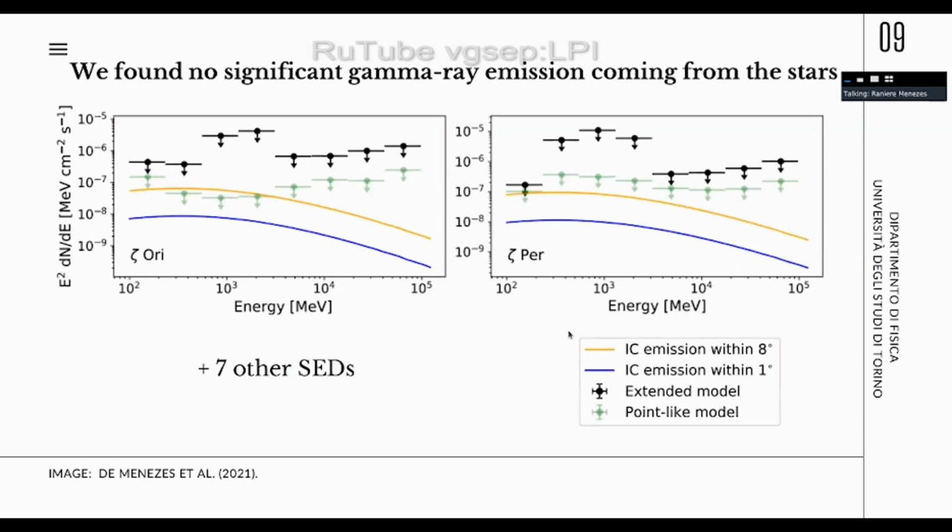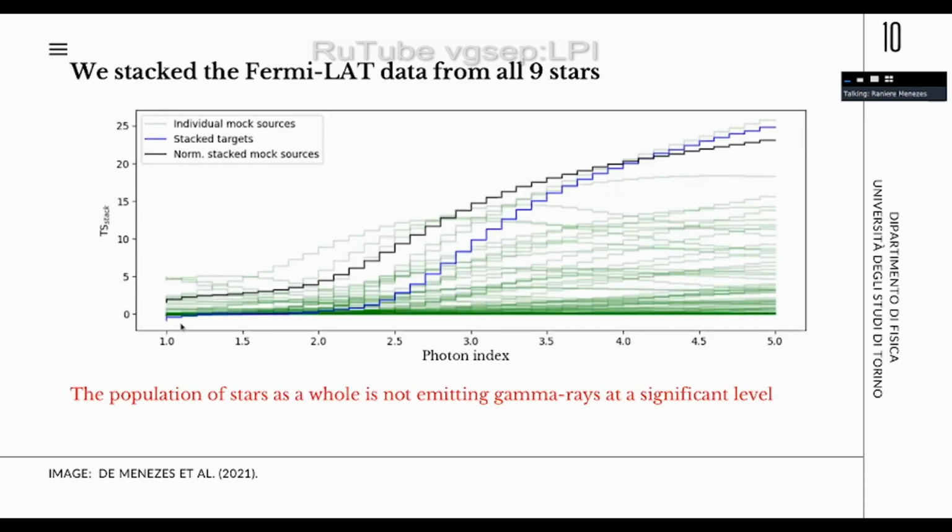So we found no significant gamma ray emission coming from these stars, and these are the gamma ray spectra for 2 of them, but we have 7, of course. In blue and orange, we have the inverse Compton emission models integrated within 1 degree from the center of the star and 8 degrees from the center of the star. In red and black, we have the upper limits for the point-like model that we compare with the blue line, and for the extended model that we compare with the orange line. So for lots of these upper limits, we are relatively close to the predictions. We are less than 10 times higher than the predictions.